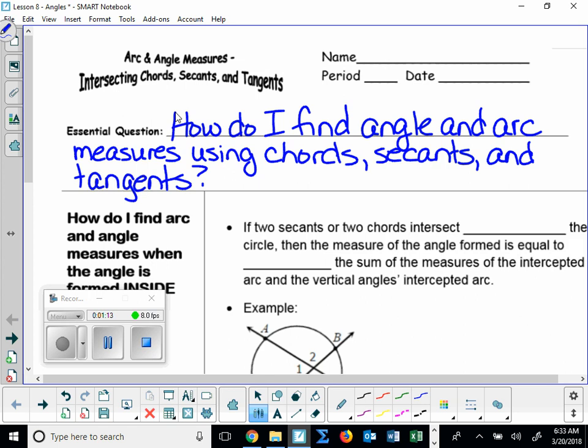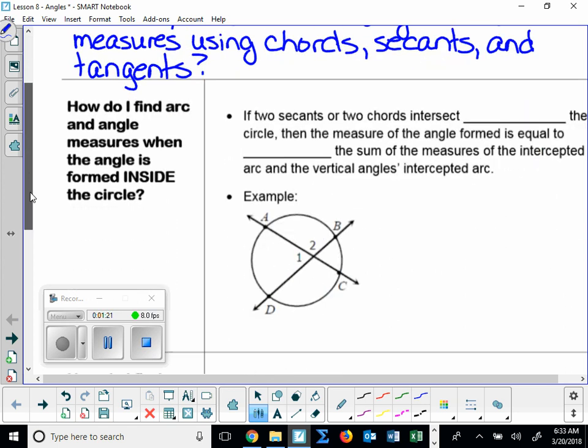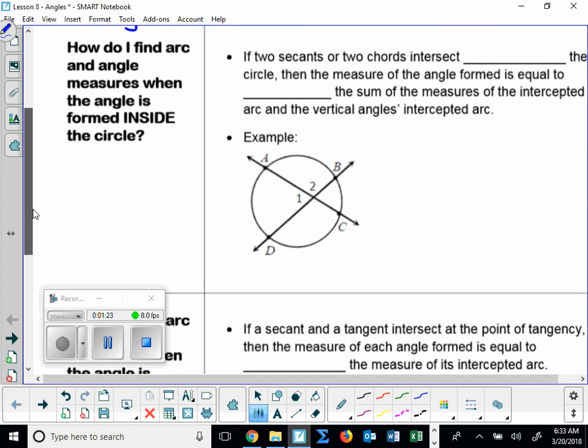All right, to begin with, we're going to look at what happens when the angle is formed inside the circle. In this case, we have two secants or two chords. Remember that a chord is the part of a secant that is inside the circle. A secant starts outside and ends outside the circle. The chord starts on and ends on the circle.